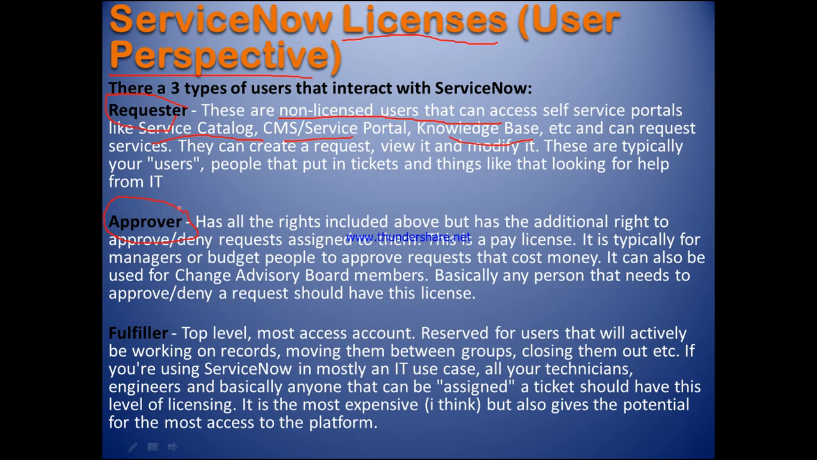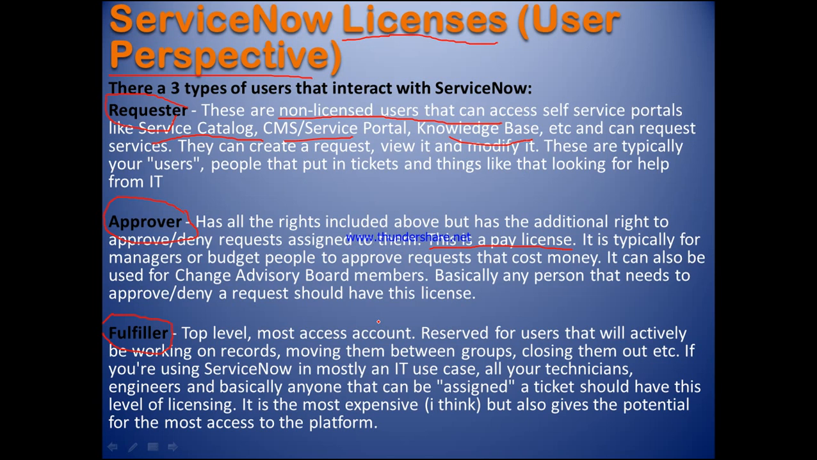It can be an approver of a change, an approver of knowledge, an approver of anything. The person who is approving anything in ServiceNow workflows needs an approver license. That is called a paid license, basically. And the fulfiller. The fulfiller is the one who actually works on the ticket, the incident, or the record. To do any work on that, the person needs a license.